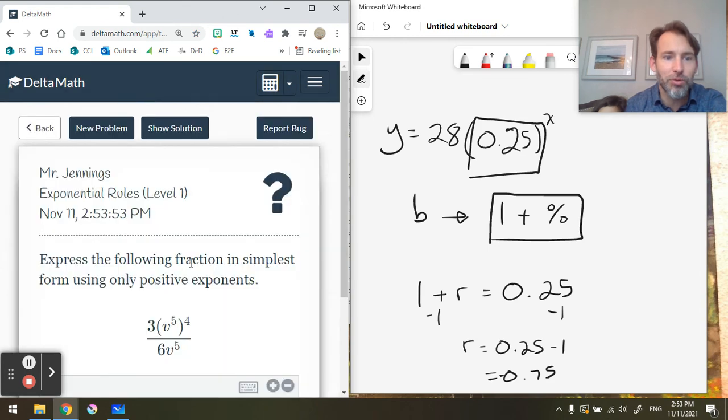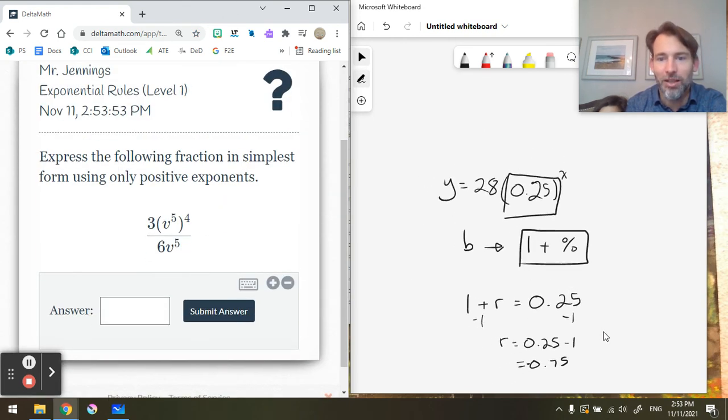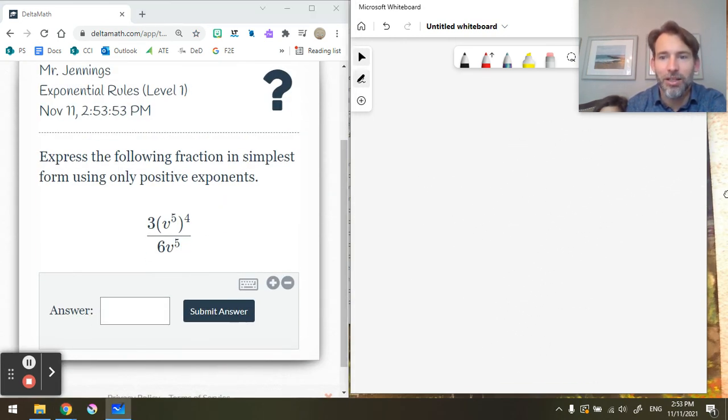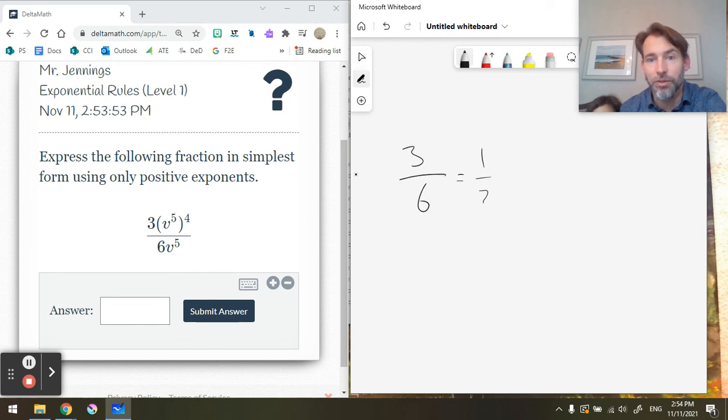Let's look at exponential rules level 1. I saw a lot of people wanting to look at these types of questions in class, so let's copy this one out. My first step would be to write it down. I also want to make a note that this wants positive exponents in the answer only. So if I have 3 divided by 6, I know that that's 1 over 2. So done, final answer. No, there's more to it, Mr. Jennings.